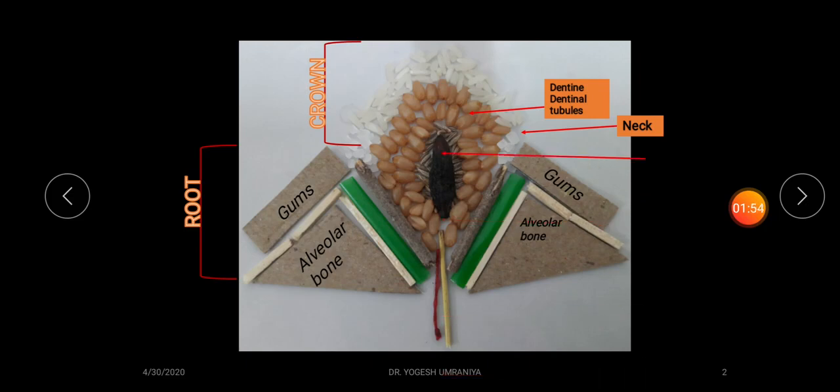Next structure, this portion that is lying within the crown area, this cavity is referred to as the pulp cavity, and the cavity that is lying within the root of the tooth is referred to as the root canal.